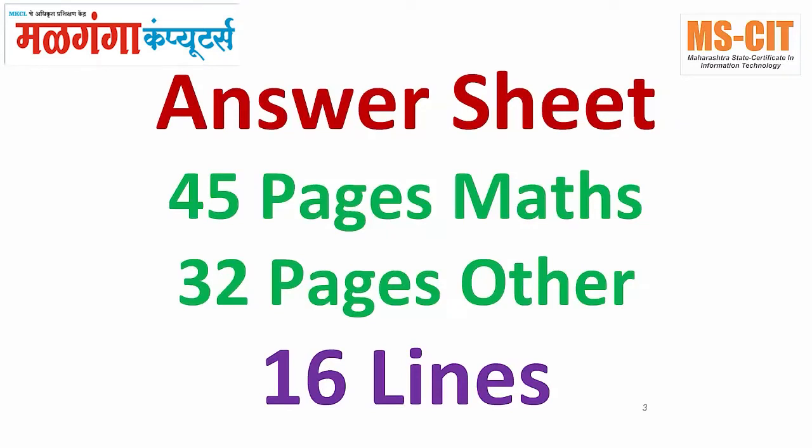You may be knowing that your board answer sheet for mathematics subject is of 45 pages. Normally the board expects that an additional supplement is not required. You may not need an additional supplement. That is why your original answer sheet for mathematics is of 45 pages and for other subjects it is of 32 pages. Your answer sheet is not vertical but horizontal. It is of A4 size and contains only 16 lines.